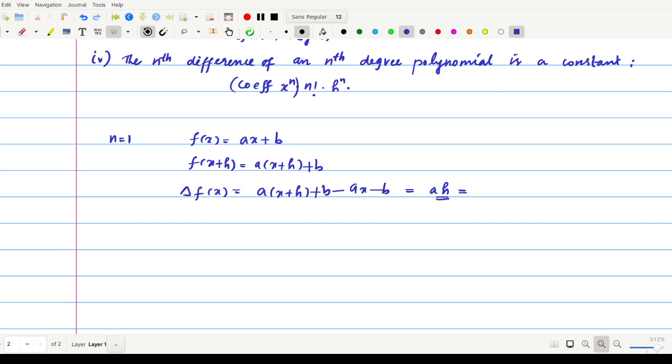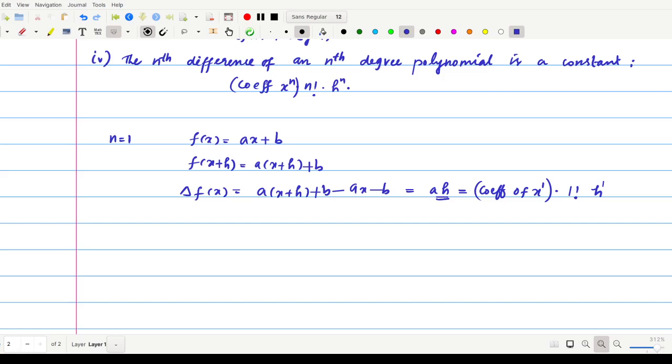We interpret this ah as a, the coefficient of x raised to 1, times n factorial, which is 1 factorial here because n is 1, times h, which is nothing but h raised to 1. So this proves the result for n is equal to 1.